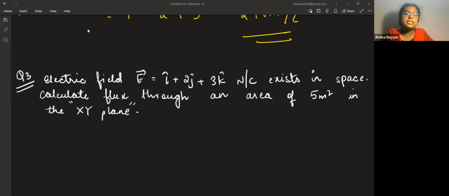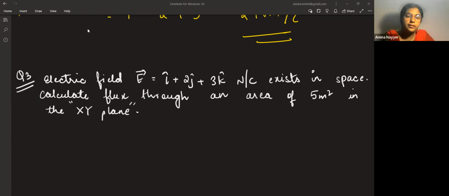Now when the question says calculate flux through an area of 5 meters square in the XY plane, it means you have received your plane. Your plane is this XY plane, with the y-axis and x-axis. Coming to electric field, coming to Gauss theory, your electric flux. How do we calculate the electric flux? We studied yesterday how we calculate it. We have to have the area vector. I told you that it is the prime condition.